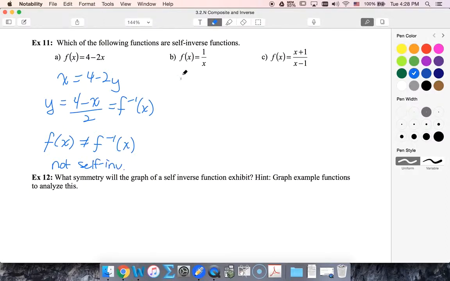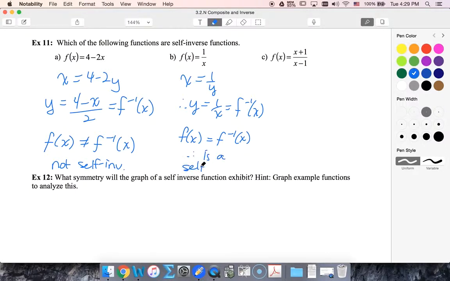All right, x equals 1 over y, therefore y is 1 over x. That is a function, so I can call it such, and f of x equals f inverse of x, therefore this is a self-inverse.